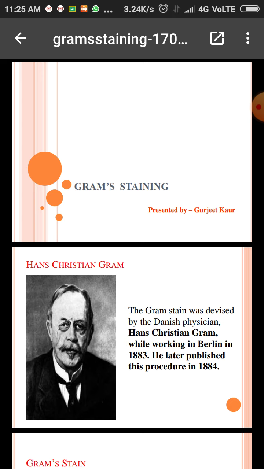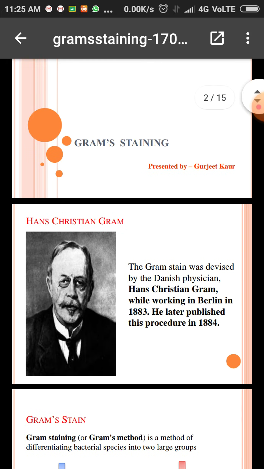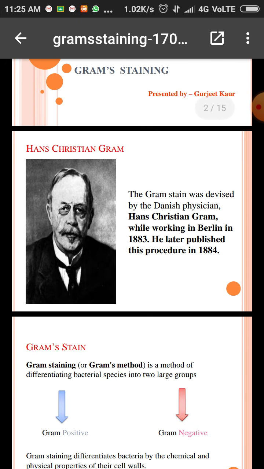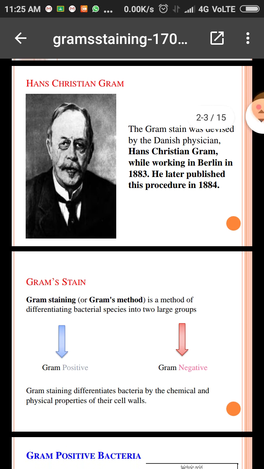So staining procedure involves 5 steps usually, that is preparation of smear, drying, fixing, application of stain, and washing of the excess stains. So this is the procedure of staining. Today we will talk about gram staining now.